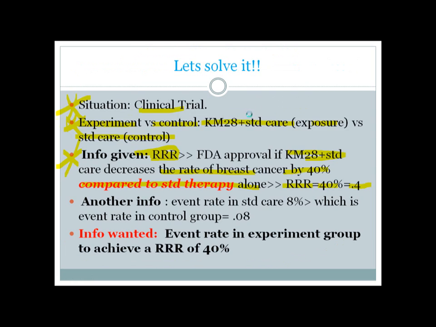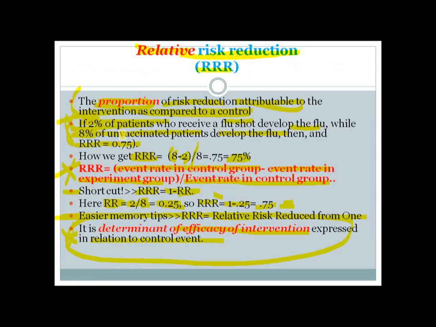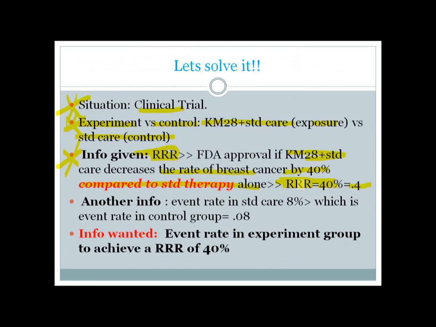So here this question tells you that CAM28 plus standard care decreases the rate of breast cancer recurrence by 40% compared to standard therapy alone. So the proportion of risk reduction attributable to intervention is 40% compared to control, which is standard care. So this is the RRR. They have given you RRR in a subtle manner, and that's the trick of this question. So as RRR is 40% or 0.4, this is one very important info that we already have.